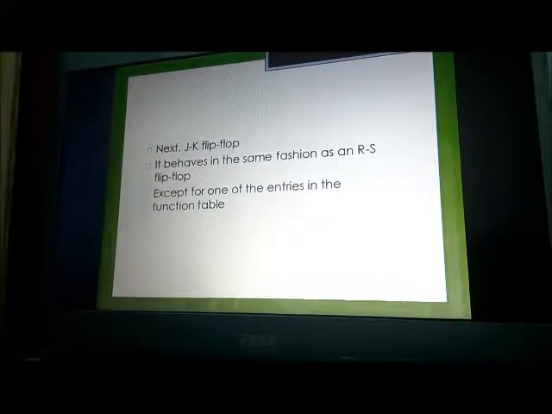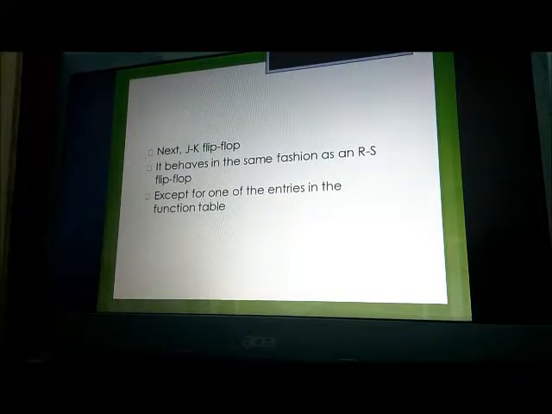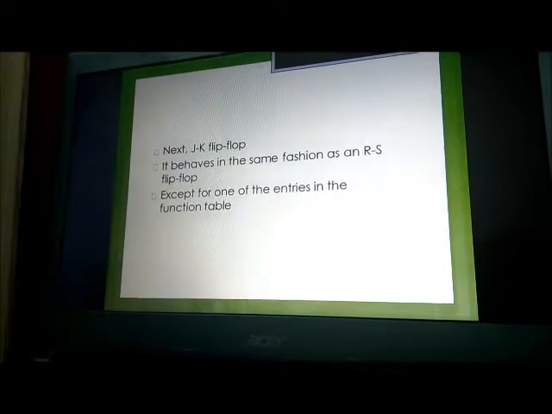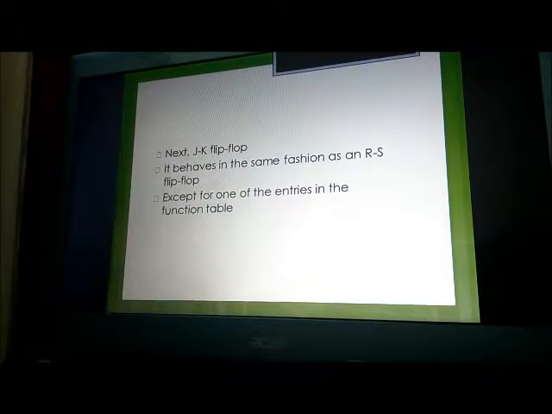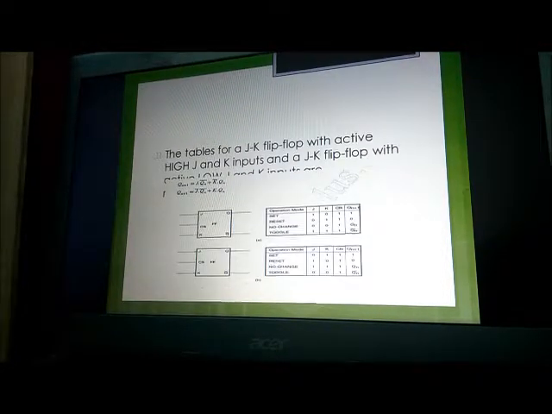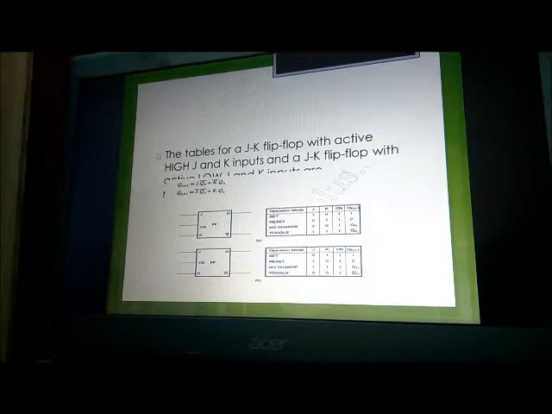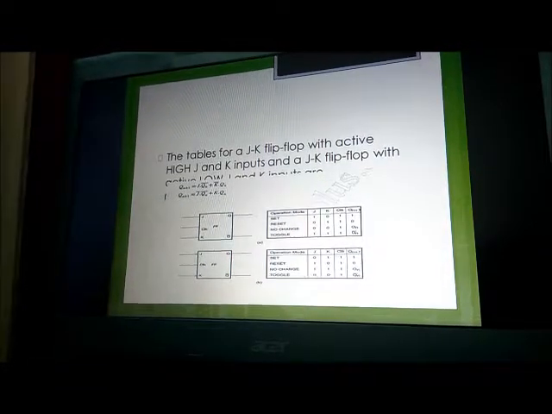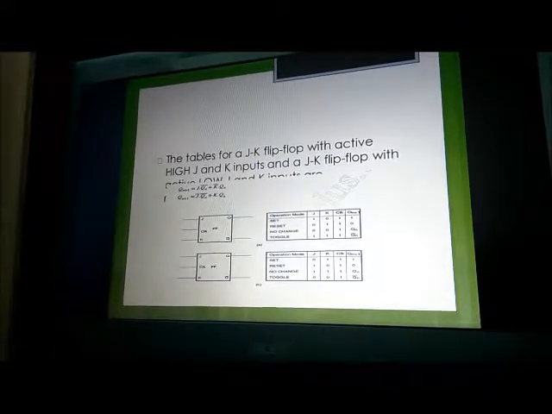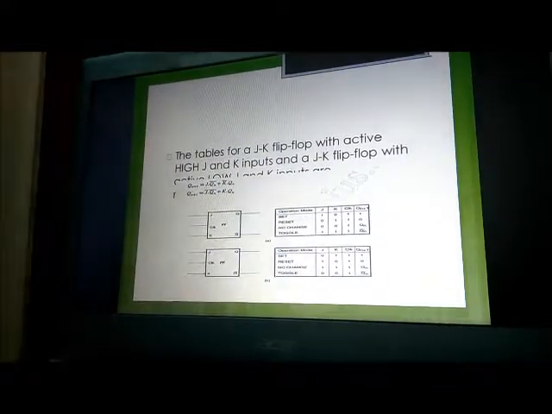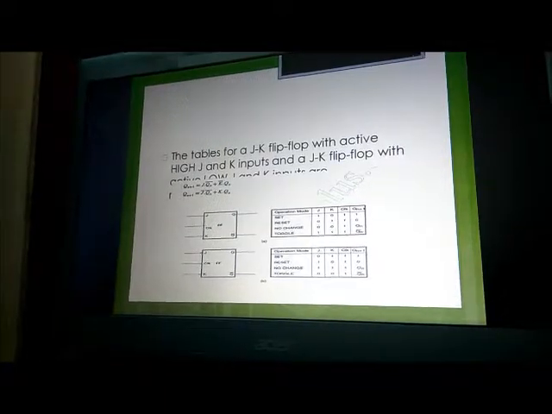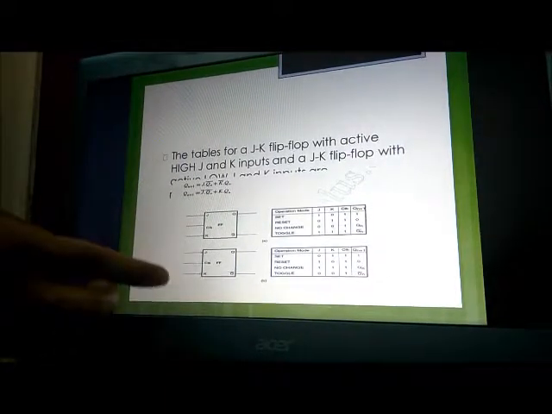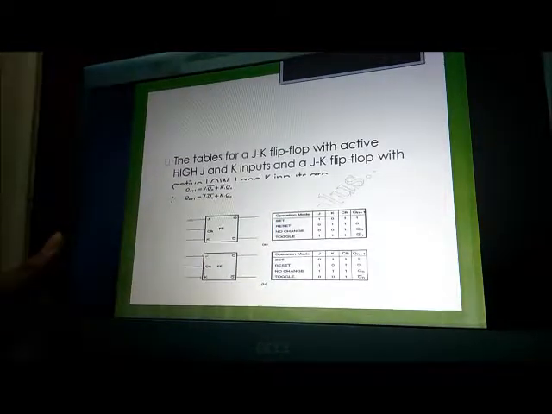Next, I will talk about the JK flip-flop. It behaves in the same fashion as an RS flip-flop, except for one of the entries in the function table. The characteristic tables for the JK flip-flop with active high J and K inputs, and the JK flip-flop with active low JK inputs, are respectively shown in the figure here.